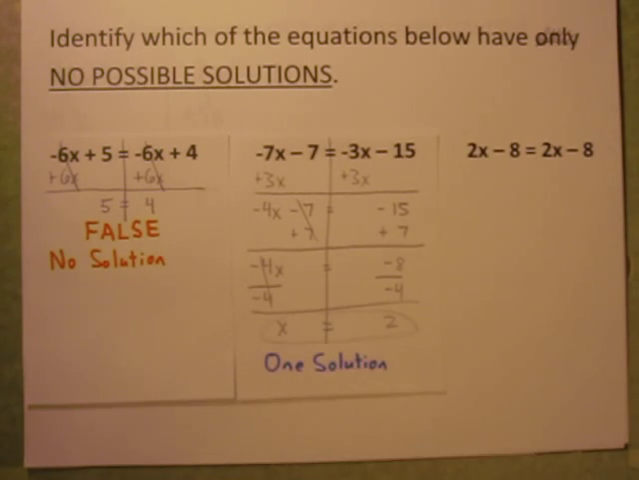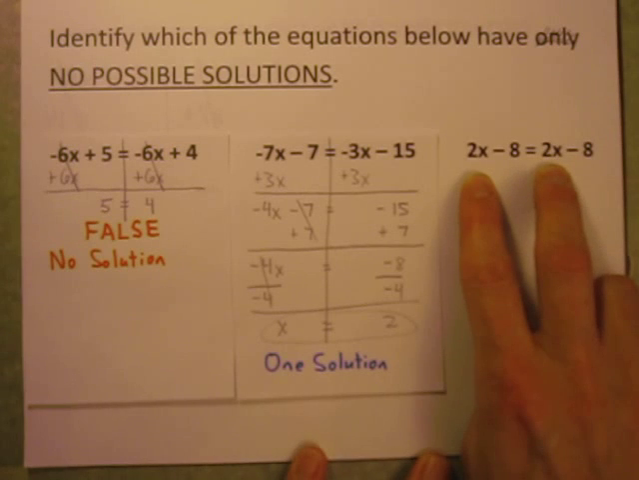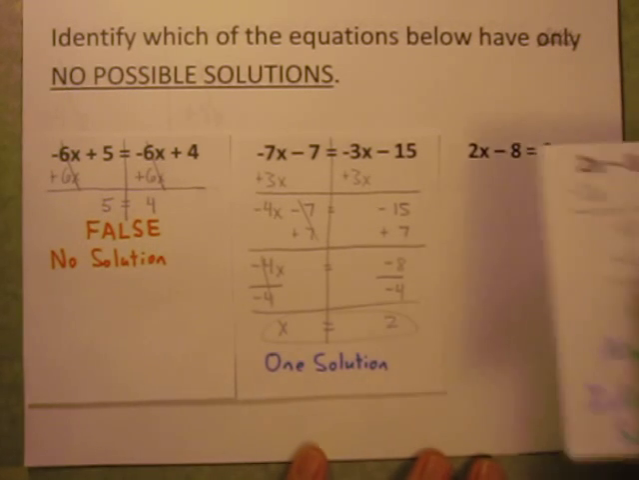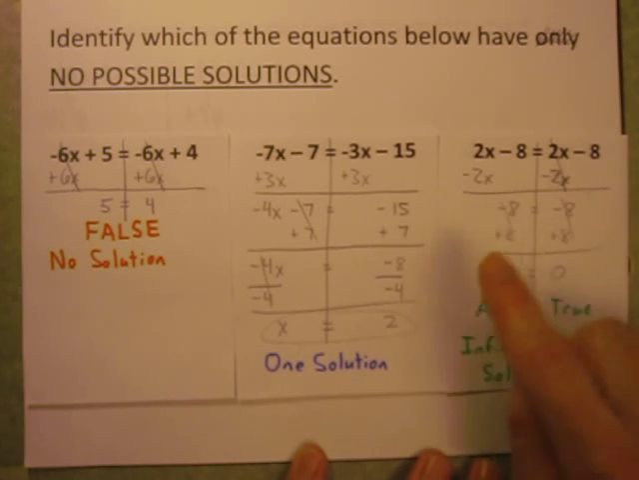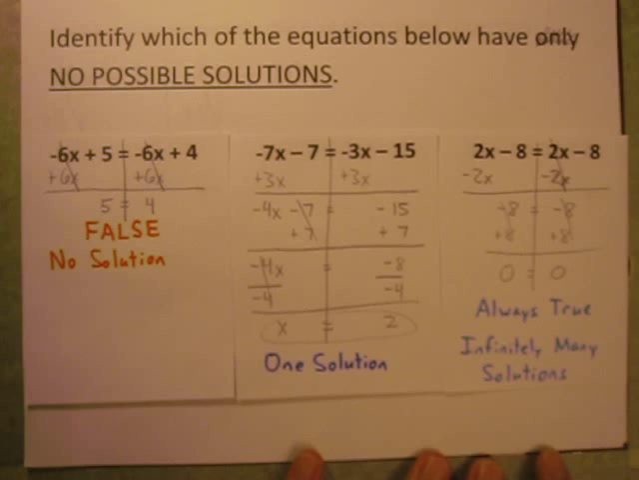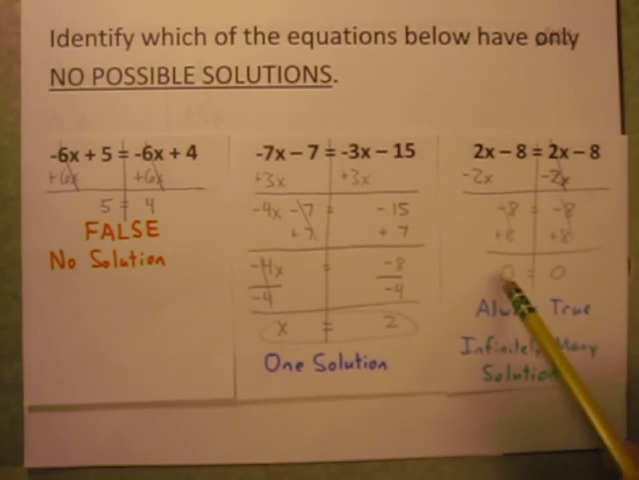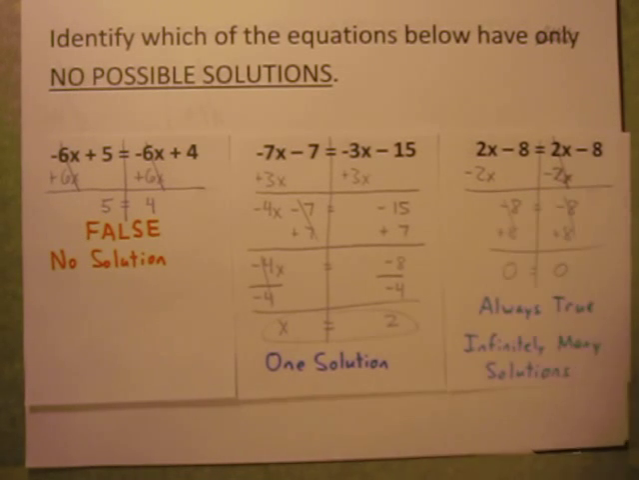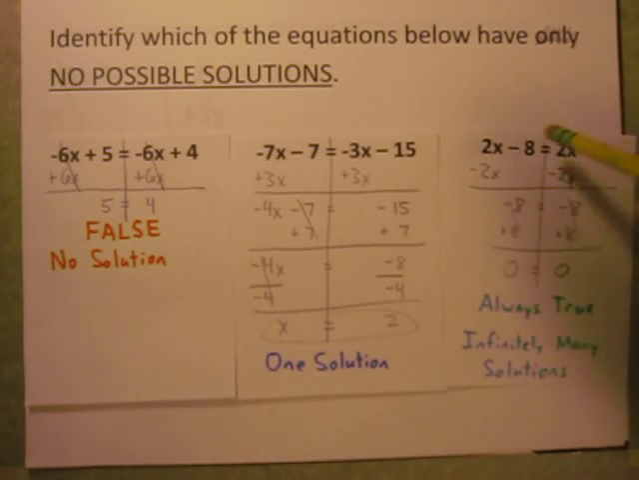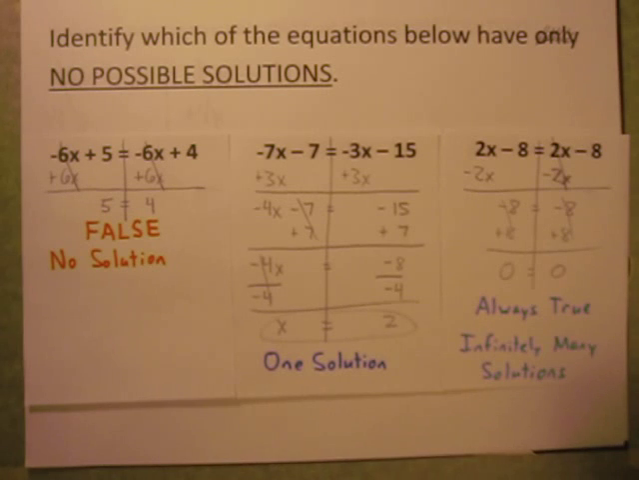And finally, over here, what happens when the x terms are the same and the numbers are the same? When you solve it, the x's cancel away, the numbers cancel away, leaving you with 0 equals 0, which is pretty boring, but it is always true. It doesn't matter what value you put in for x. That equation will always result in negative 8 equals negative 8, or 0 is equal to 0. The x's don't matter because they cancel out right away.